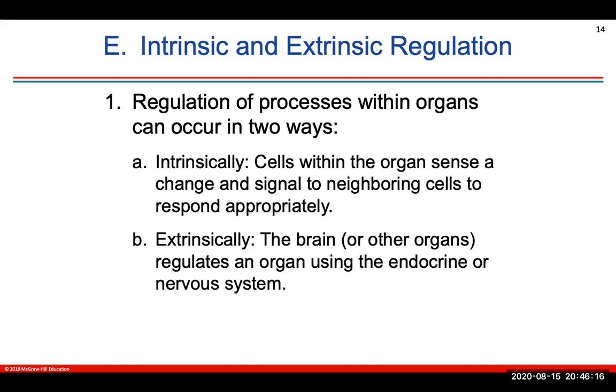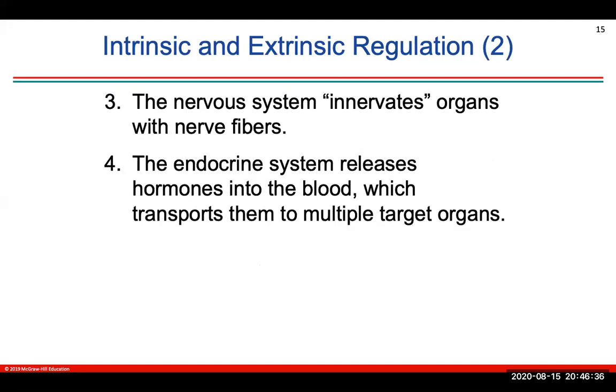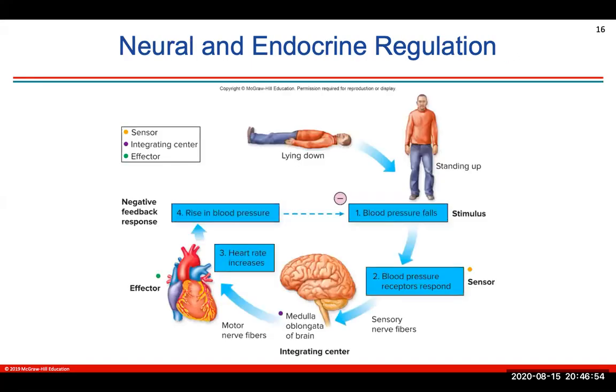The regulation processes within organs can occur intrinsically, where cells change in signal to respond, or extrinsically, where the brain or other organs regulate an organ using the endocrine system or your autonomic nervous system, being the parasympathetic or sympathetic divisions. The nervous system innervates organs, and the endocrine system releases hormones into the blood, which transports them to multiple target organs. And we'll learn a lot about the endocrine system and how that will regulate these set point values using negative feedback mechanisms. So this is a look at neural, so nervous system, and endocrine, which is hormone regulation.